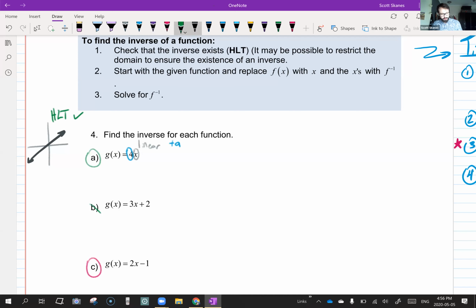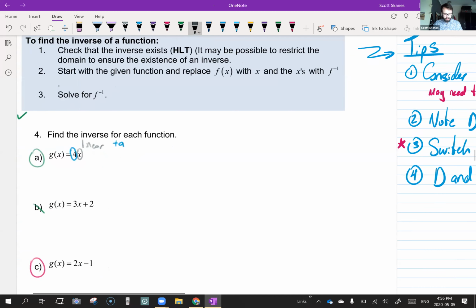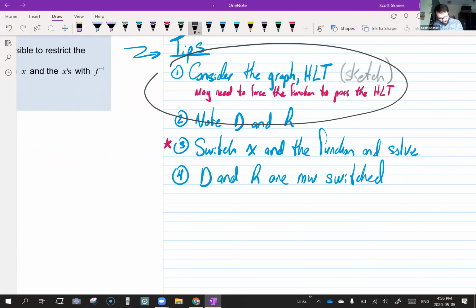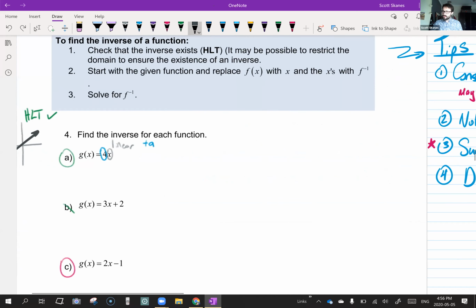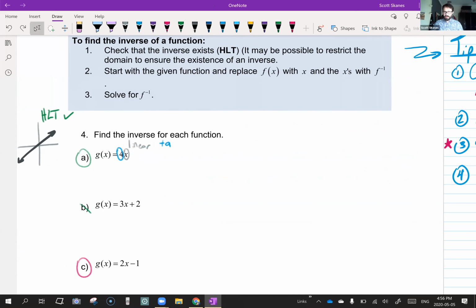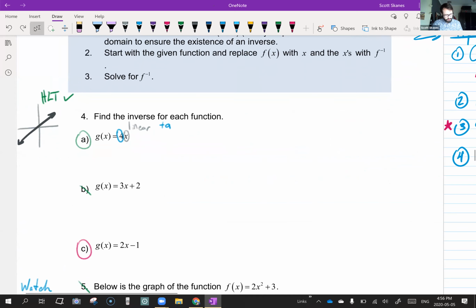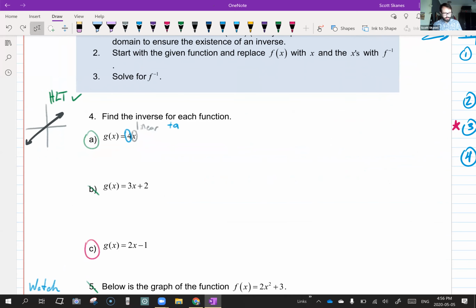Okay, so let me show you what this looks like. The first step, I just did it. Consider the graph and the horizontal line test. Someone says it's 1/4x. I agree with you. Let's see. The way that I will do this, I'm going to switch x and y. Oh, first of all, my domain and range are all real numbers, so I actually don't need to worry about that. The domain and range aren't special, but I will note them down. That's my domain, and that's my range.